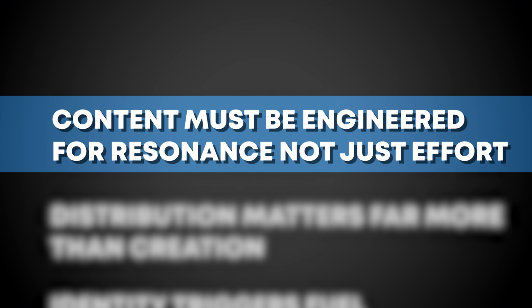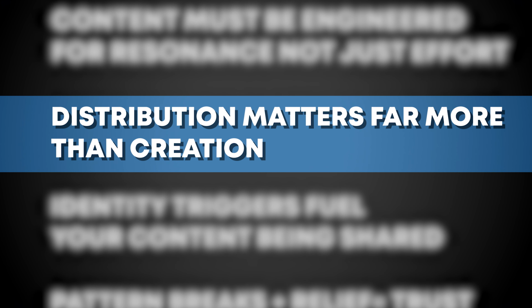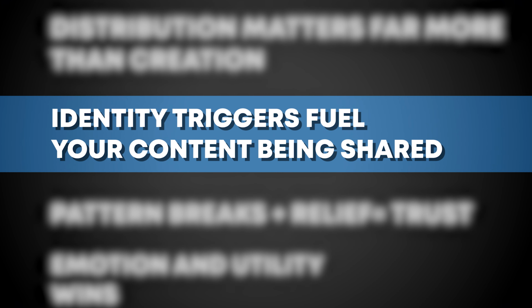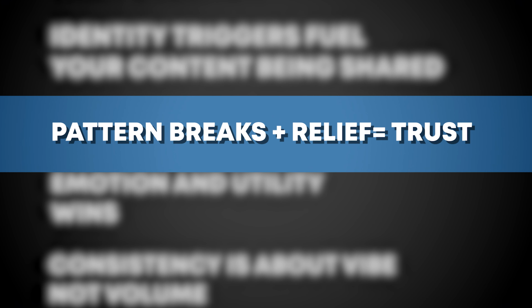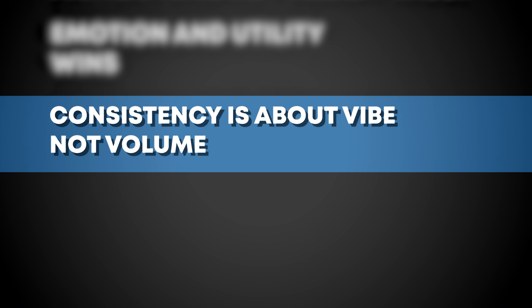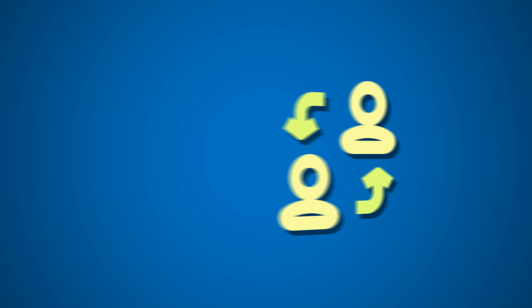So let's recap. You now know that content must be engineered for resonance, not just effort. Distribution matters far more than creation. Identity triggers fuel your content being shared. Pattern breaks plus relief equals trust. Emotional utility wins, and consistency is about vibe, not volume. So hopefully we've thoroughly debunked the idea that becoming a master content creator is about being on every platform shouting into the void. It's not. It's about smart, strategic storytelling that feels personal and precise.